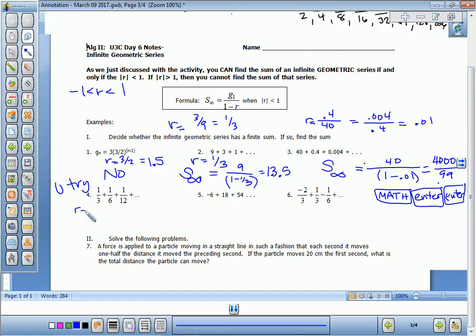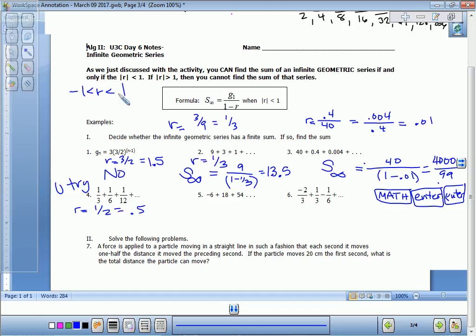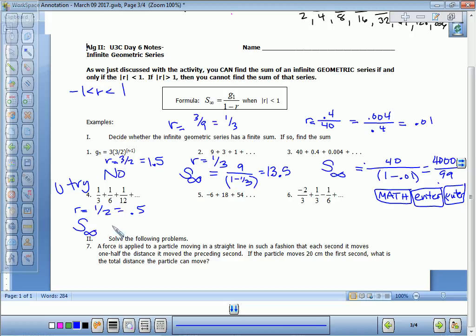Okay, so this one, you should have gotten a ratio of 1/2 or 0.5, those are the same thing. So this does fall within this interval, so I can find a finite sum here. And it's the first term, 5/6, over 1 minus the ratio. And this should give us 2/3.